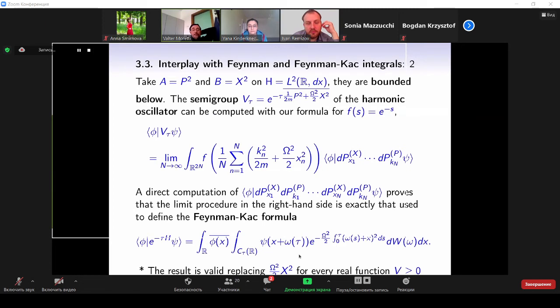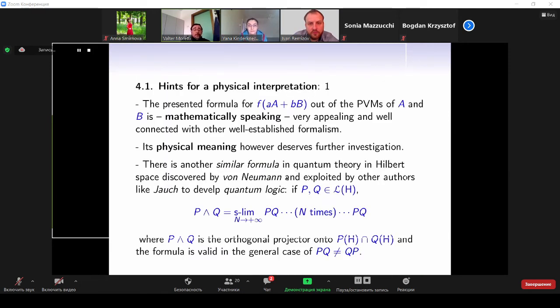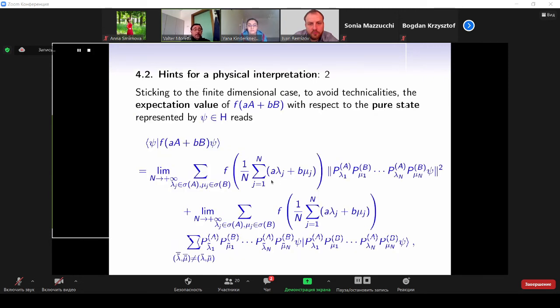The same happens with the Feynman-Kac formula, using the semigroup instead of the group. This bar denotes the closure of this sum of operators, because this operator is only essentially self-adjoint, and we need a self-adjoint operator, which is the closure. Okay, I'm finishing. From the mathematical viewpoint, everything is clear. We have a machinery which is able to produce a function of a linear combination of operators in terms of the spectral measures of the operators.